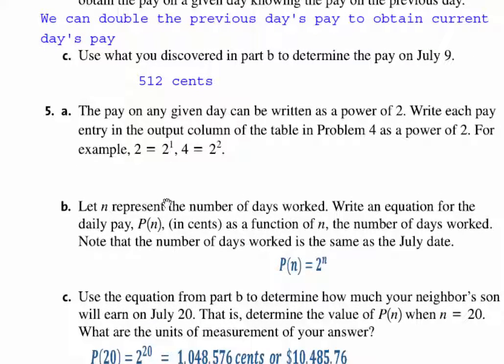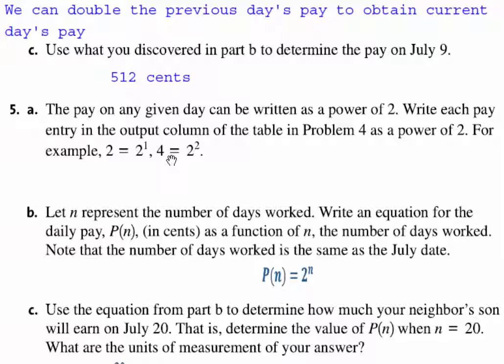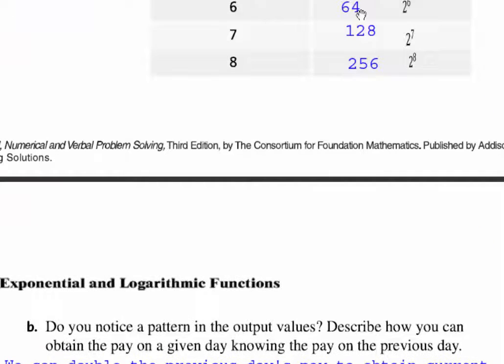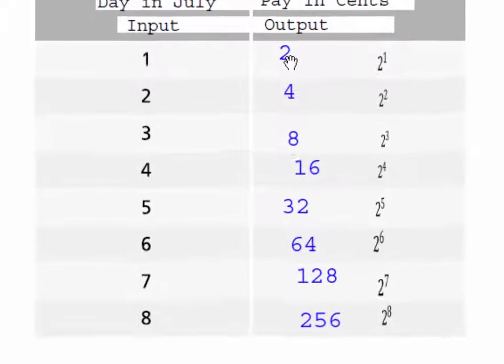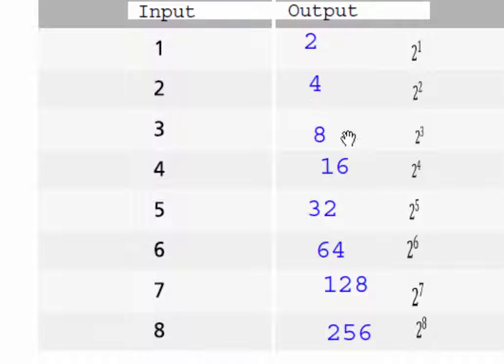Question 5a, it says the pay on any given day can be written as a power of 2. Write each pay entry in the output column for the table in problem 4 as a power of 2. So for example, 2 to the 1 is equal to 2. 2 to the 2 is equal to 4. 2 to the 3 would be 8, and so on. I attempted to squeeze that in on the right side of our table. Right? 2 to the 1 is equal to 2. 2 to the 2 is equal to 4. 2 cubed is 8. 2 to the 4th is 16.